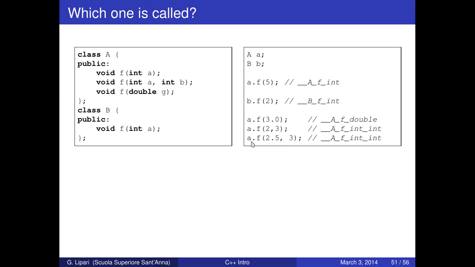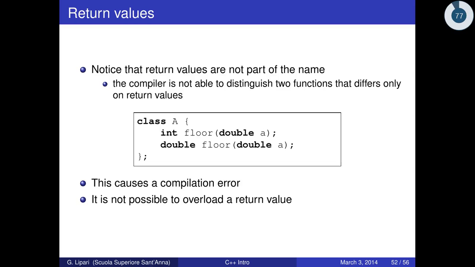And finally, if I do a.f of 2.5 and 3, well, there is no function that takes a double and an integer inside A. And so a sort of automatic conversion is going to happen. 2.5 is transformed into an integer, and so the second function is going to be called. Okay, so be aware of the type.